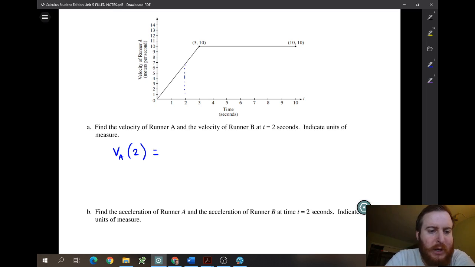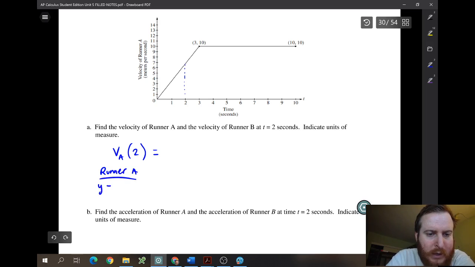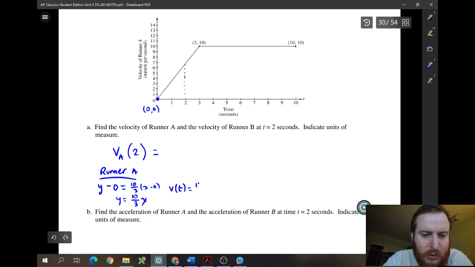So in order to do this one, I'm going to say, okay, runner A, well, we know that's a straight line. So we can do y minus y1, I'll use 10. Actually, let's use the point 0, 0. It's an easier point to plug in. So let's use y minus 0 equals, now we need the slope. The slope is up 10 over 3. So equals 10 thirds times x minus 0. So we get y equals 10 thirds x. And if you want to make that into an equation, you could say that v of t would be equal to 10 thirds times t.